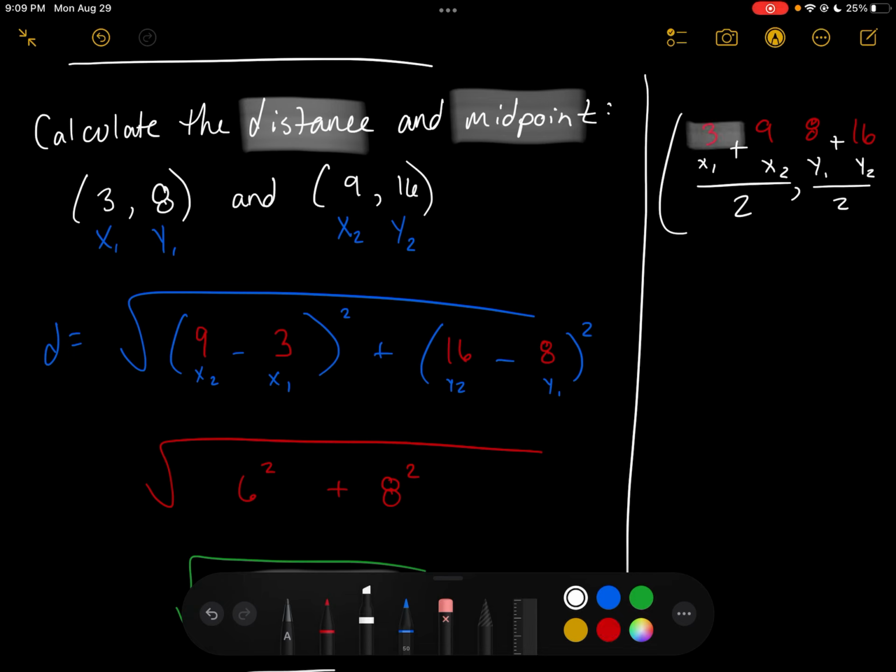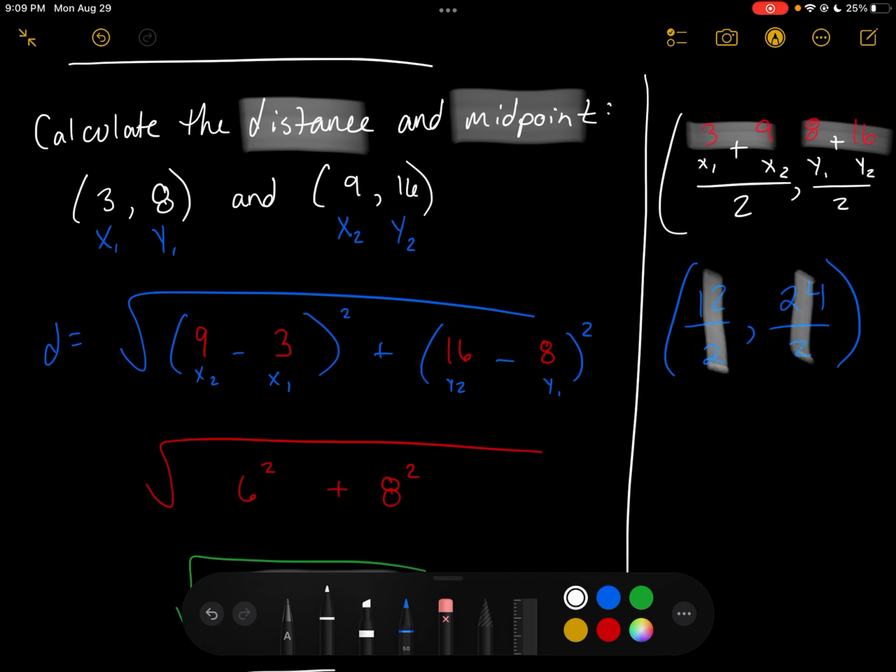So from here, we evaluate our top first. So we're going to do 3 plus 9 for our first one to get 12, still over 2. Our second one, 8 plus 16, which is 24, still over 2. And then now we can do straight up and straight down our division. So 12 divided by 2 to get us a final answer of 6. And 24 divided by 2 to get us a final answer of 12. So 6 comma 12 is our midpoint.